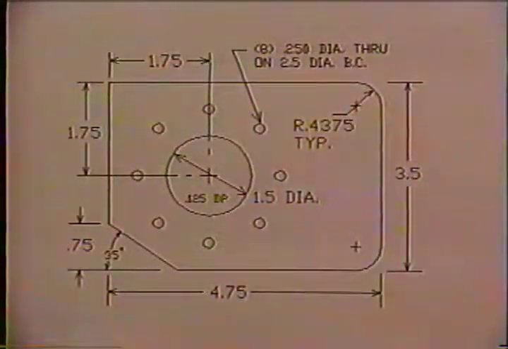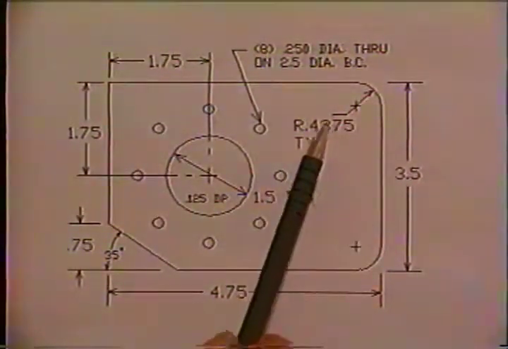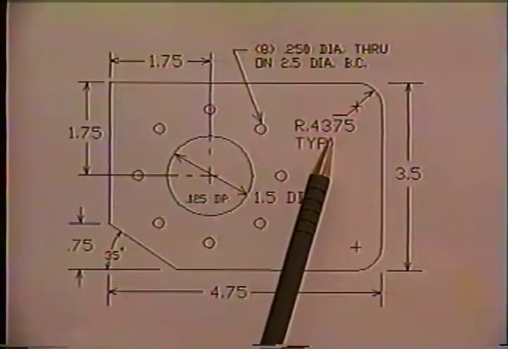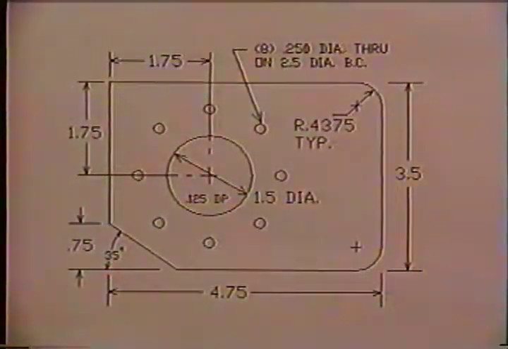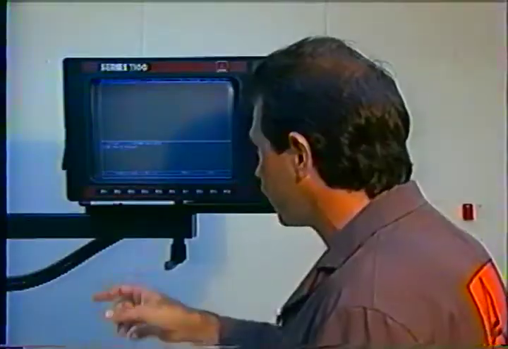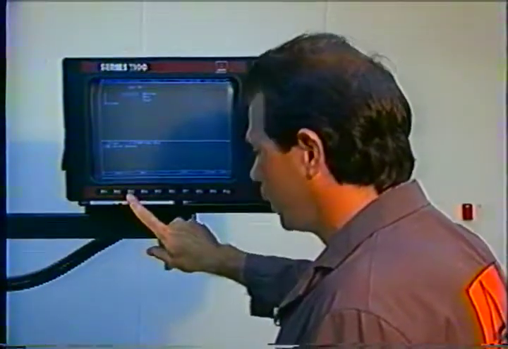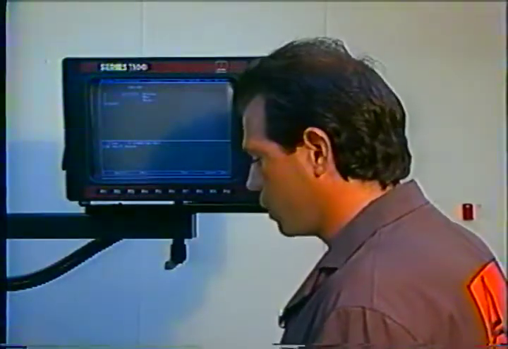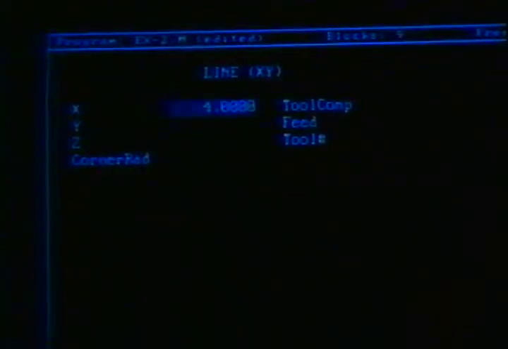The next step will be to program our first line along the top edge of the part here. Seeing that I have a corner radius on the upper right and lower right corners, I'm going to use the corner rounding function. There's no sense in me programming an arc there when the control has automatic corner rounding to it. So I'll select the line, and I'll program the full X dimension, which according to the print is 4.75, but I'll put a corner radius on of 0.4375. I'll also slow the feed rate down here to about 14 inches a minute.